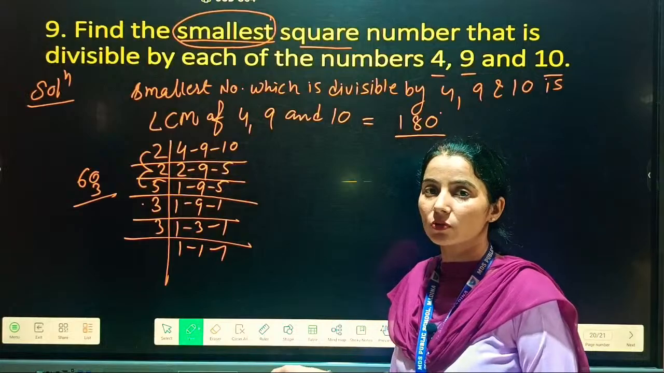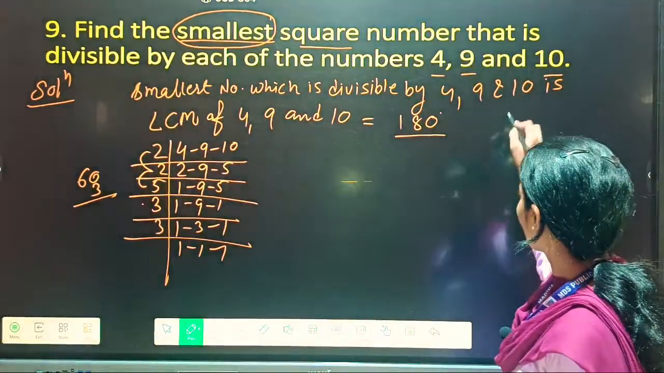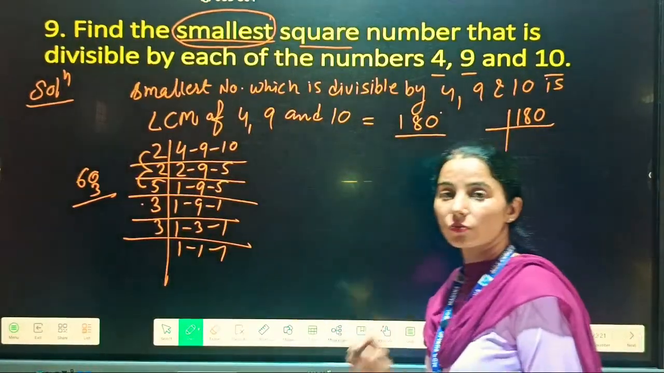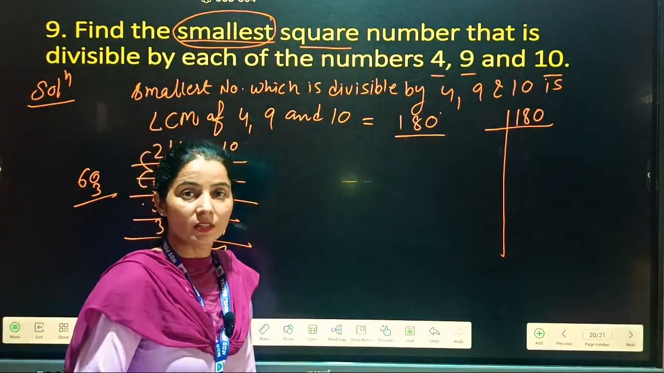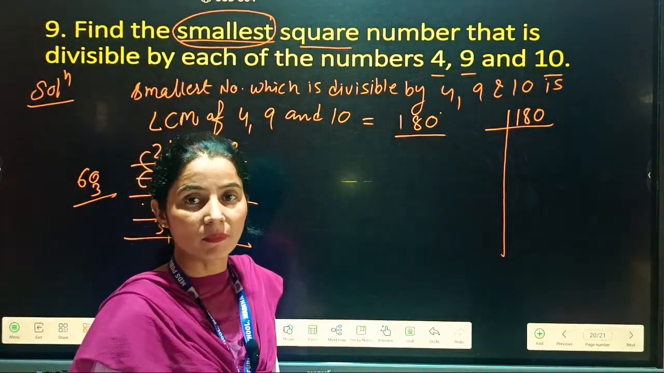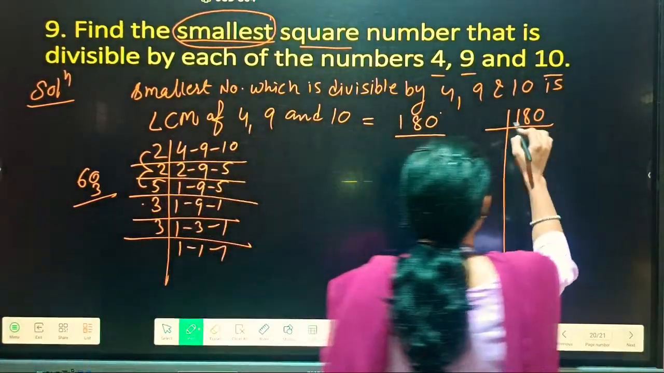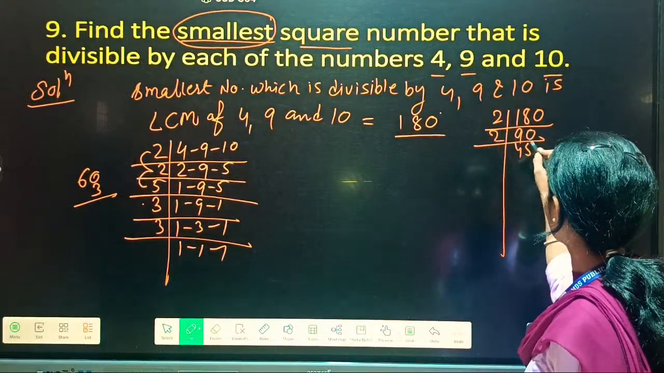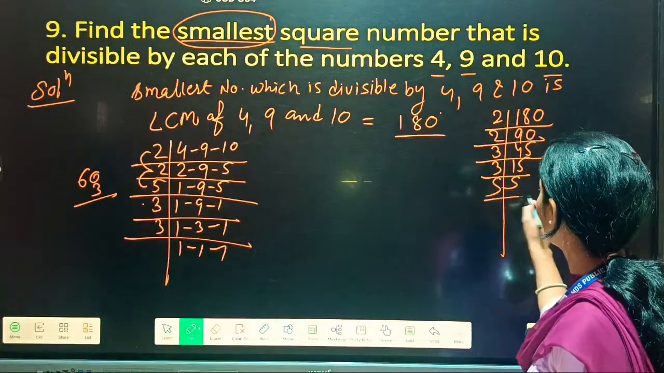If it is not a perfect square, then I will make it a perfect square number. Start factorizing. Let us check whether this 180 is a perfect square number or not. I will factorize it, and if all factors occur in pairs, then it is a perfect square number, otherwise no. Divide by 2: 90, then 45, then 15, 5, 5 and 1.